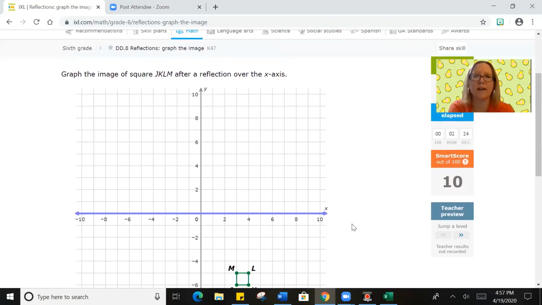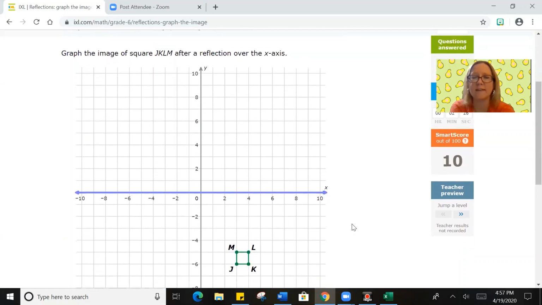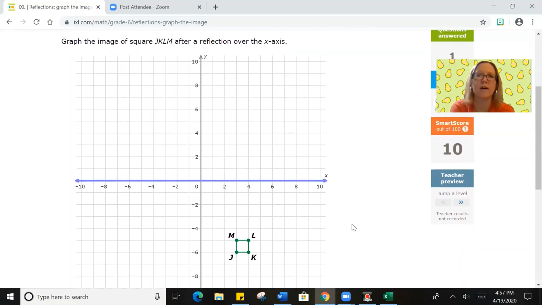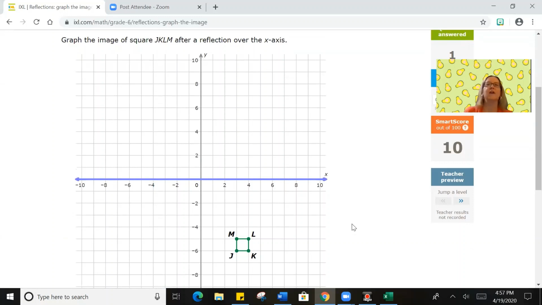Okay, the next one, JKLM, after reflection over the x-axis. So I want you to take a minute and think about, if I reflect that over the x-axis, which way are we going to go? Okay, so think about that. Is it going to end up here in quadrant 1, or is it going to be over here in quadrant 3? Okay, hopefully you said quadrant 1, because I'm reflecting it across x, which is the horizontal axis, so it will flip across that axis.